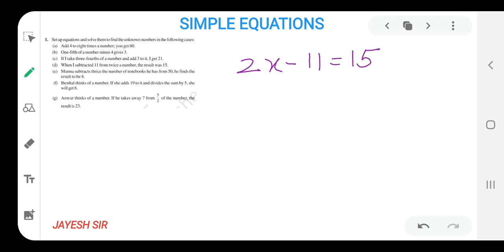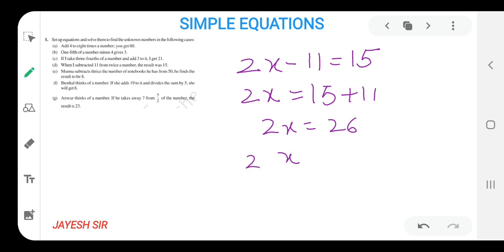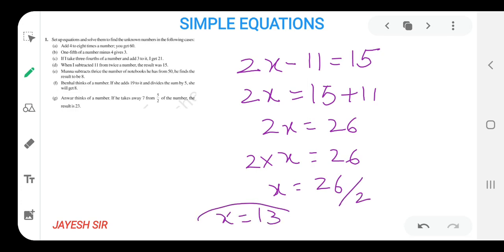This is the equation I have formed. Again I am telling you, twice a number means 2 of x, and I need to subtract 11, so I have subtracted 11, and the result was 15. In this way the equation is formed. Now 2x as it is, 15 as it is on the right hand side. Now minus 11, after going this side, will become plus 11. So 2x equals 26. For the value of x, 2 and x are in multiplication over here. The 2, after going this side, will come in division. 26 divided by 2, so the value of x I am obtaining over here is 13.